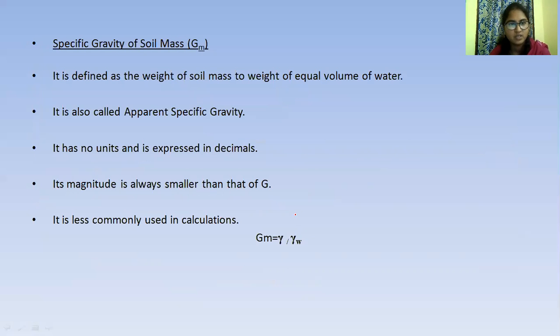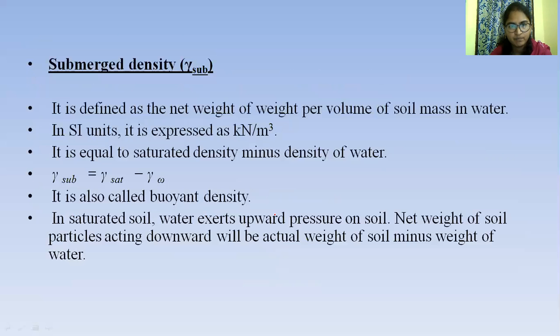Next, specific gravity of soil mass. Specific gravity is equal to density. It is defined as the weight of soil mass to equal weight of water. Specific gravity. Next, submerged unit weight, generally gamma submerged is equal to gamma sat minus gamma W. In some cases we write it as gamma dash also. Same, gamma submerged or gamma dash is equal to gamma saturation minus gamma W.